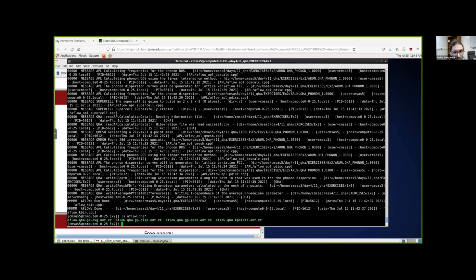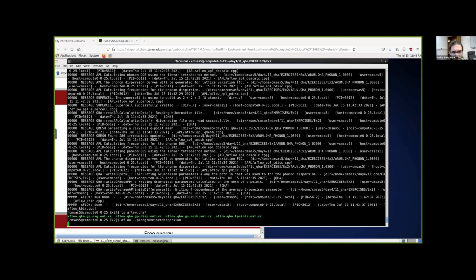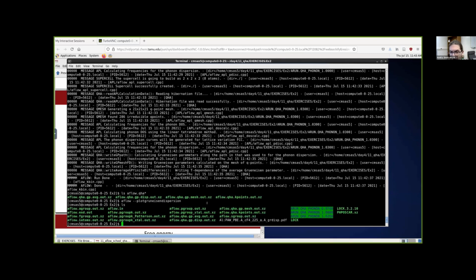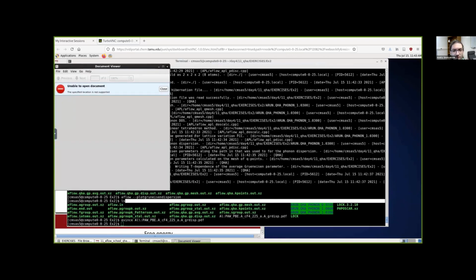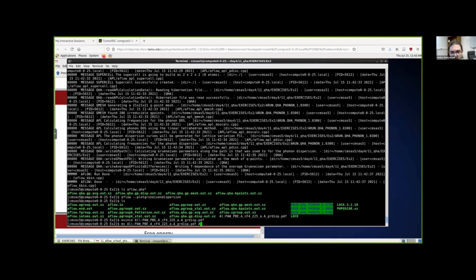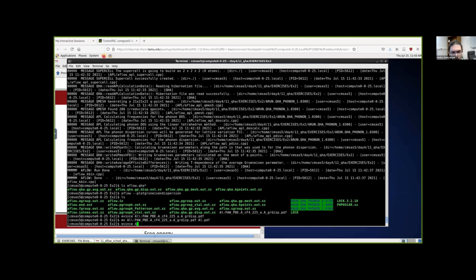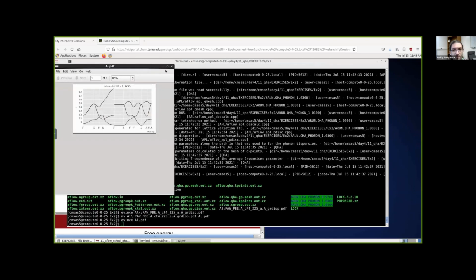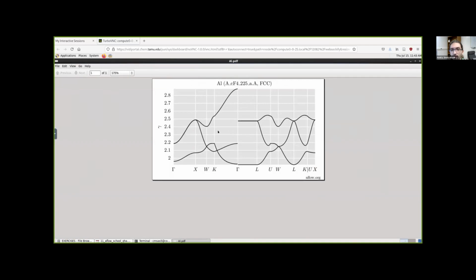And you can see that the 3 important files which I mentioned are created. You can use the AFLOW plot Grüneisen dispersion commands to plot them, or you can use a shorter one, which I prefer usually. It will create a PDF file with a plot. And you can go ahead and plot it. Although there is some problem, so I recommend you rename the file to something else. And you see the plot is the same as I showed you in the presentation.